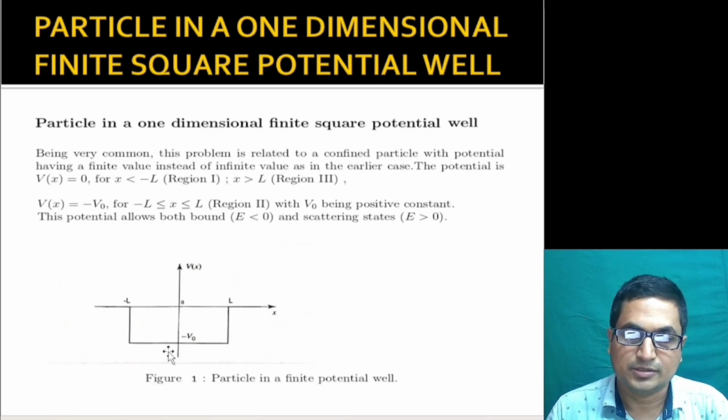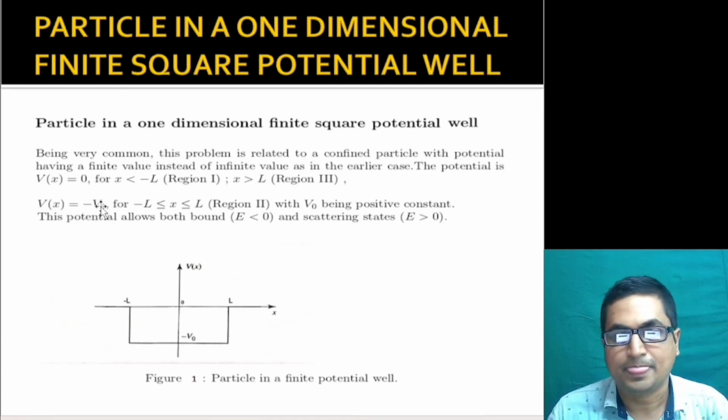And this is the finite potential well. Here we see that there is a finite length of the well. This is minus V naught, and this figure clearly depicts that the well is of finite depth, having a depth of minus V naught.